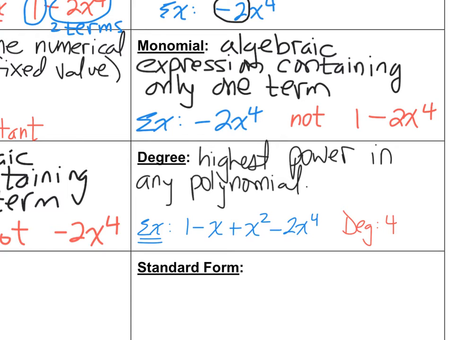polynomial. Right? So if I had, and it doesn't matter what the order is. So I could have something like x to the 8th minus x plus x to the 9th minus 2. What would be the degree of that one? 9. We're just picking out whatever the highest power is. Right.